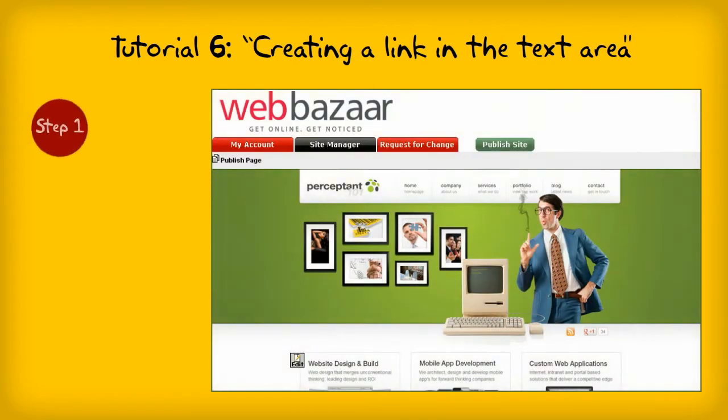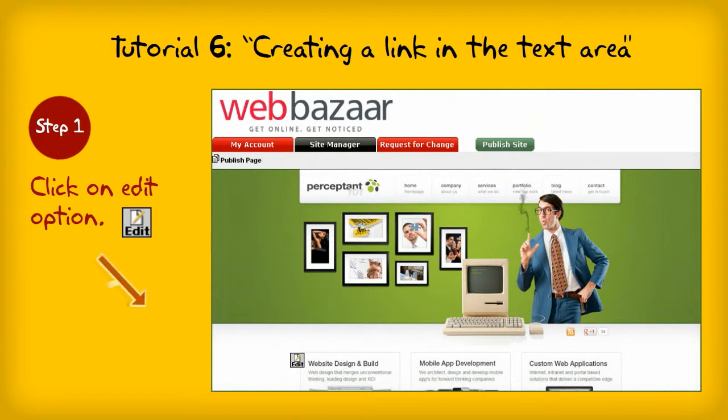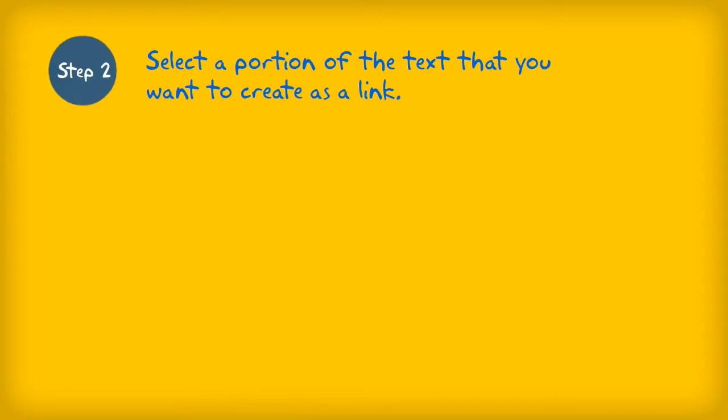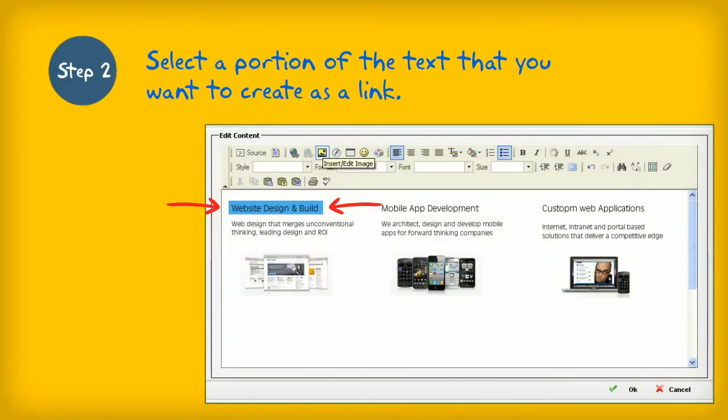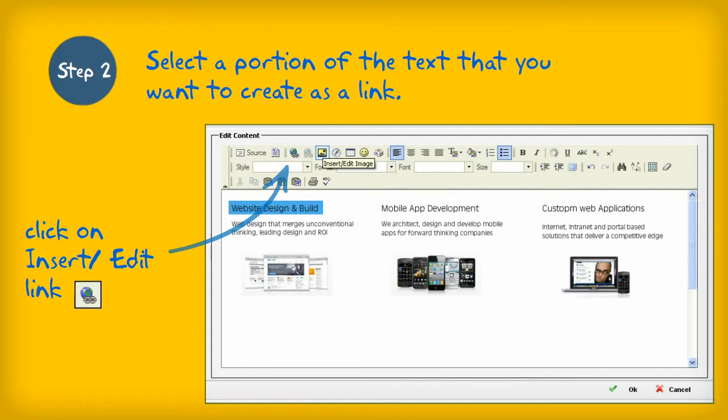Tutorial 6, creating a link in the text area. Click on the edit option. Select a portion of the text that you want to create as a link. Click on insert or edit link.